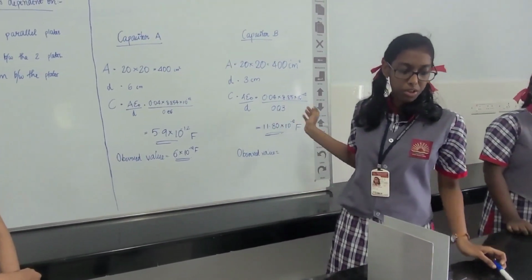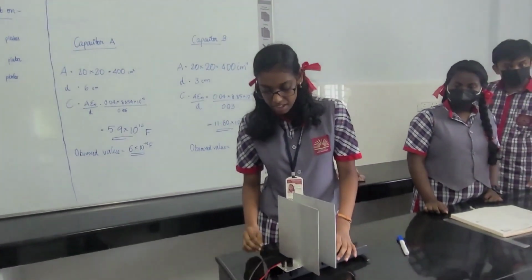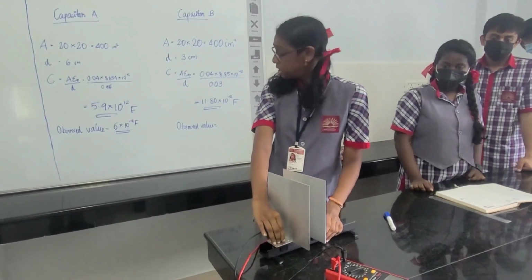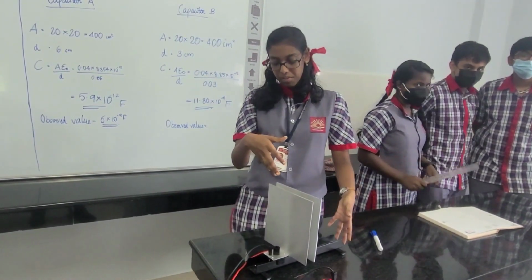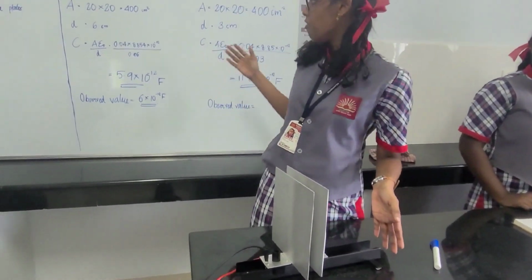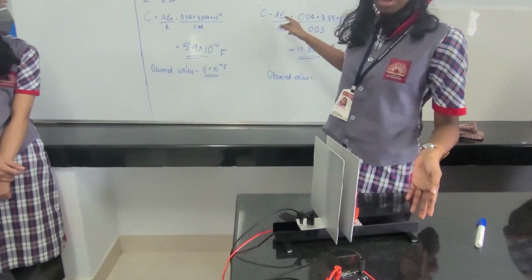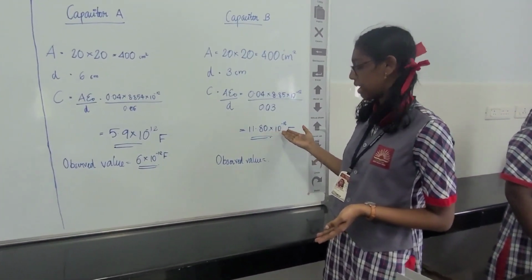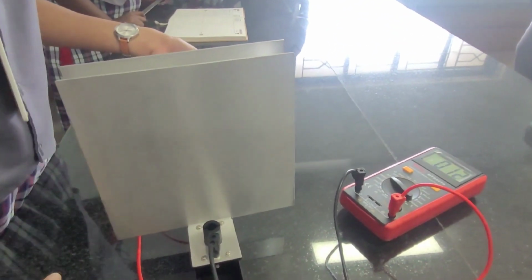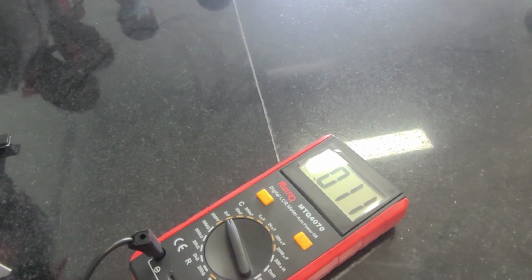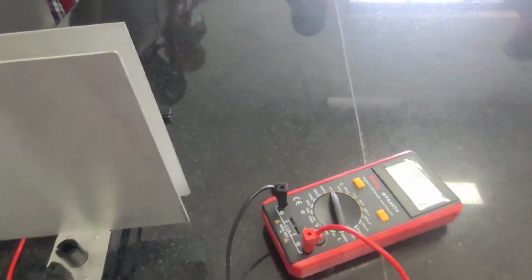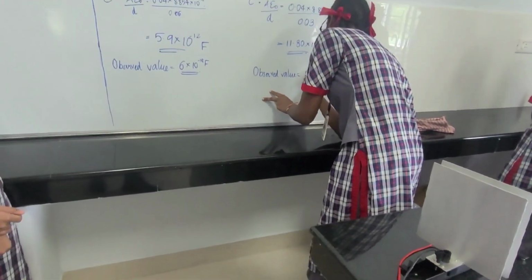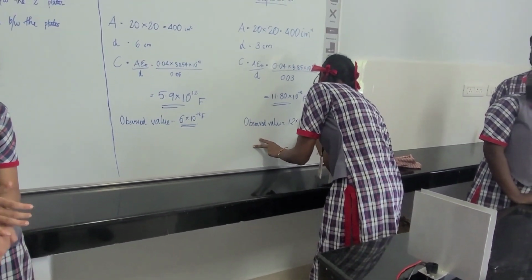Now, moving on, we are changing the distance between the plates. We are reducing the distance to half of the initial value, that is 3 cm. Then we calculated the capacitance and got a value of 11.8 into 10 raised to minus 12 farad. Now we connect the capacitor to the digital meter and record the value of capacitance. We recorded a value of 0.12 nanofarad, which when converted to farad is nearly 12 into 10 raised to minus 12 farad.